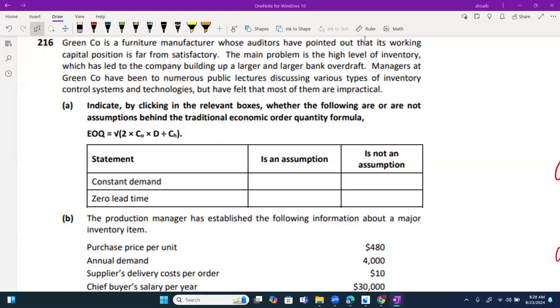Indicate by clicking in the relevant boxes whether the following are or are not assumptions behind the traditional EOQ formula. Constant demand and zero lead time. Constant demand is an assumption. But lead time can be minimum, it can be zero, it can be minimum. You should know the lead time and it should be minimum. So we can say that the first is an assumption and the second is not an assumption.